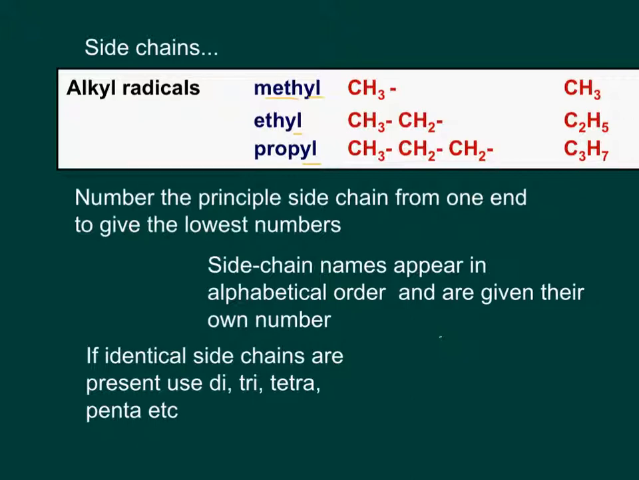Just a couple of minor points. Side chains, we put them in alphabetical order. Normally they also have to be given a number as well. And if we do have, say, two methyl groups coming off, we can pop them together and call it a dimethyl group, rather than the name becoming really cumbersome with say 2-methyl, 3-methyl. You can pop them together to call it 2,3-dimethyl and so on.